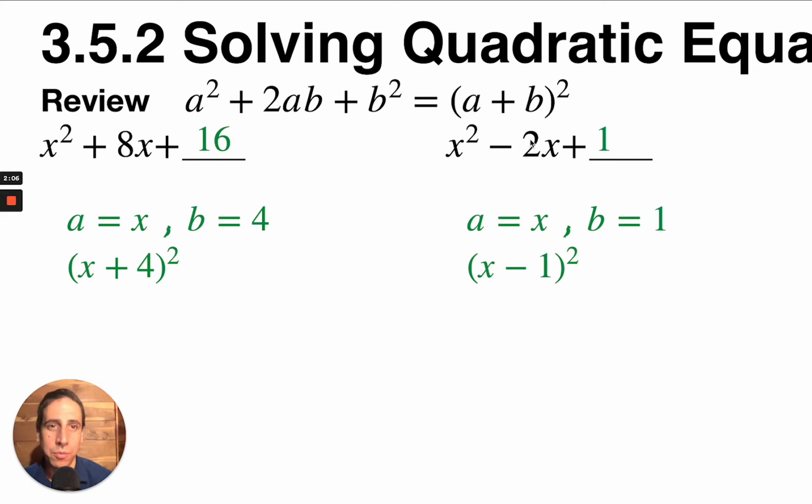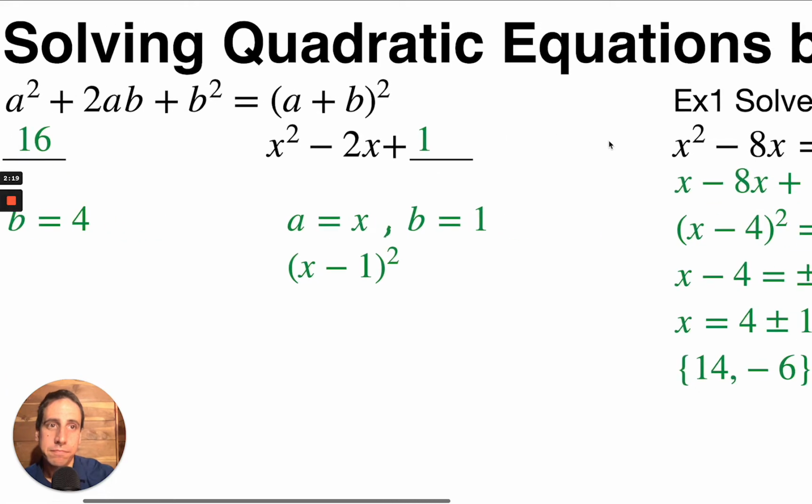2 cut in half is 1, squared is 1. So that's how we can know what number goes over here that would allow us to factor it as a perfect square. You were completing the square.